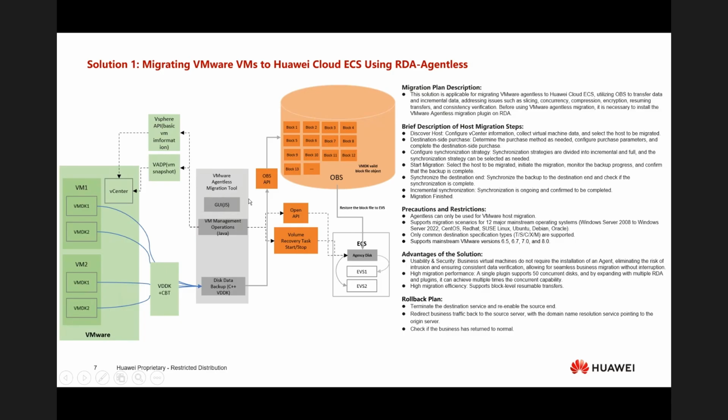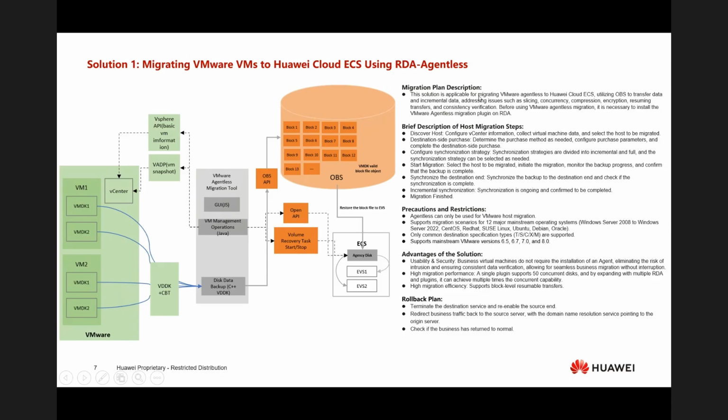vSphere solution, okay? And then in the VMware agentless migration tool, there is an ECS where we install all the RDA solution. It is going to listen for all the virtual machines in the VMware. And then after we select one or several of them, we choose the target solution and then send it to Huawei Cloud. Okay, so it's very straightforward.